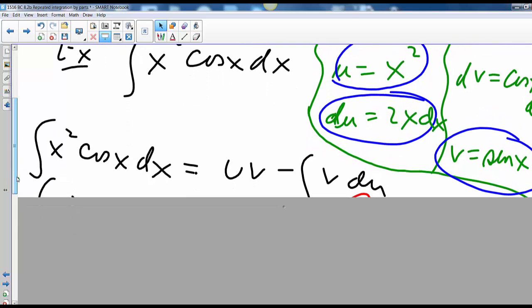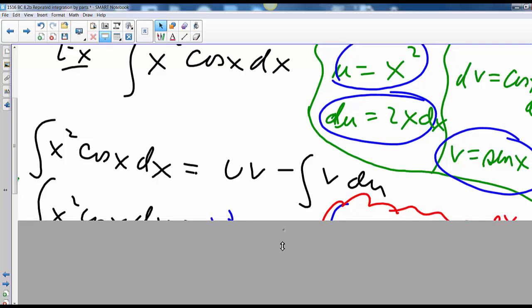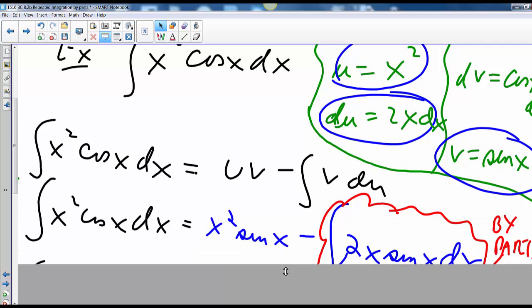So, we have the original question, integral of x squared cos x dx. Here's our formula, uv minus the integral of v du. So I plug everything in. My u is x squared, my v is sine x, and my du is 2x dx.